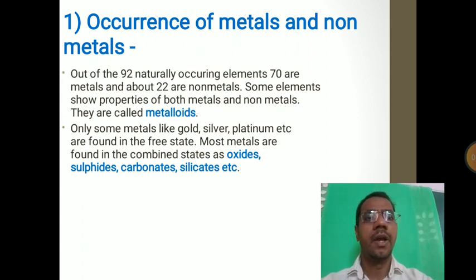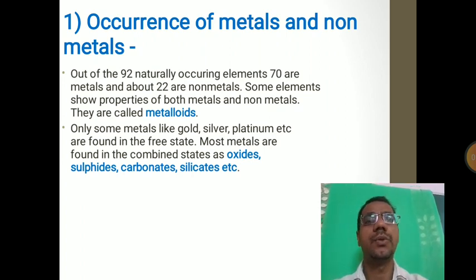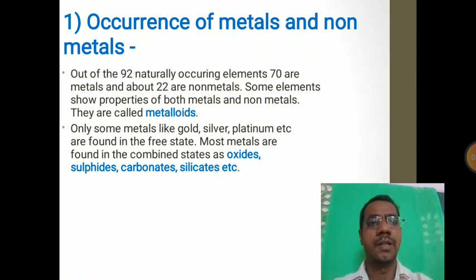And a few metals are combined with oxygen, called oxides, with sulfur, called sulfides, with carbonate, that is CO3, and with silicates. So from this point what you understood is that few metals are present in a free state, and most of the metals, many metals, are in the combined state. They may combine with oxygen or sulfur or carbonate or silicate.